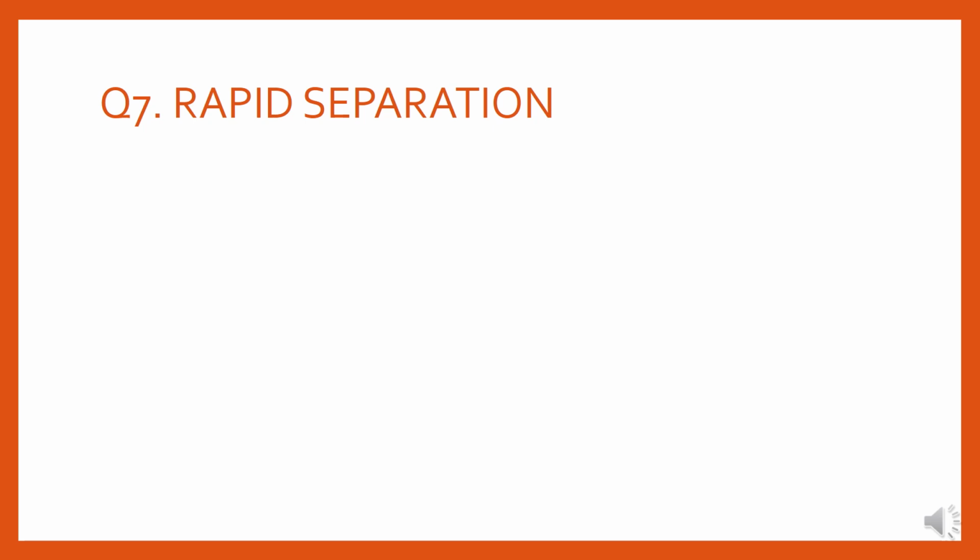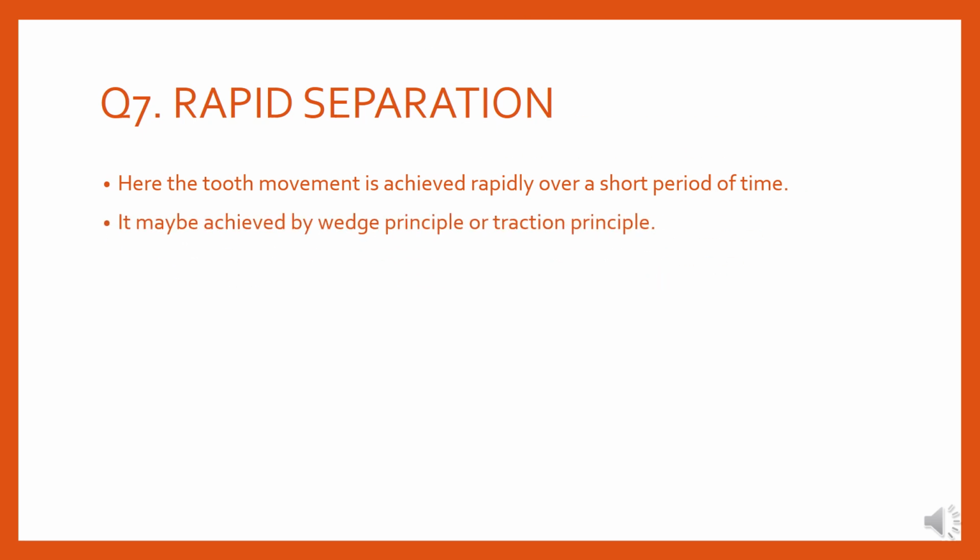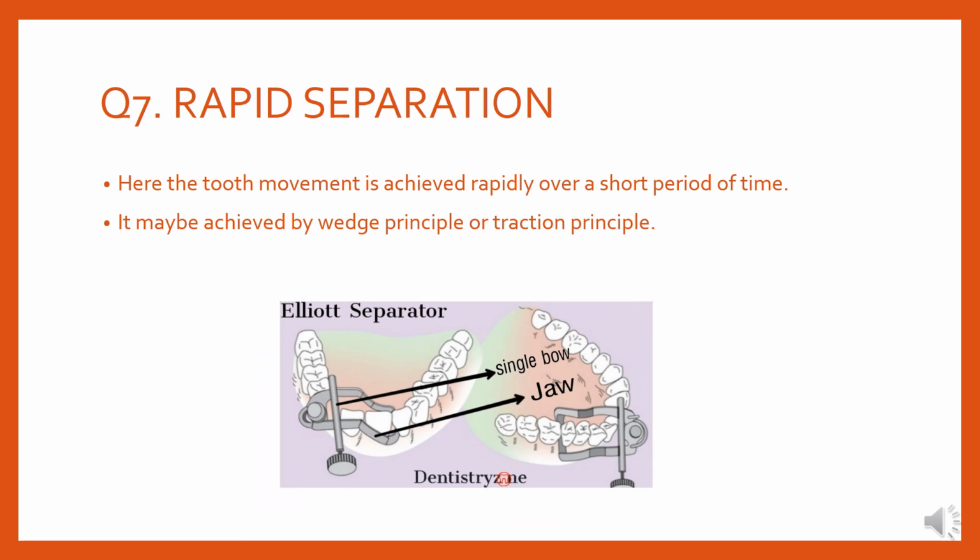Seventh question is rapid separation. Here the tooth movement is achieved rapidly over a short period of time. It may be achieved by wedge principle or traction principle.